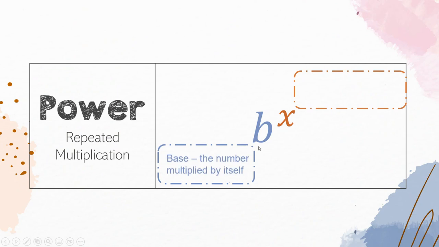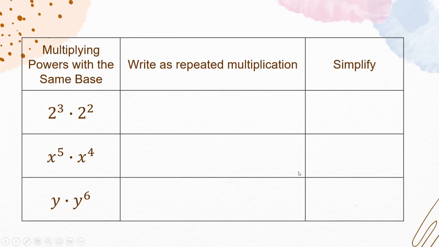So B here is representing what's called our base. What our base is in math is the number multiplied by itself. So B is representing our base, and our X up here is representing our exponent: how many times the base is multiplied by itself. So B is the base, and this exponent is telling us how many times we're going to multiply our base by itself.